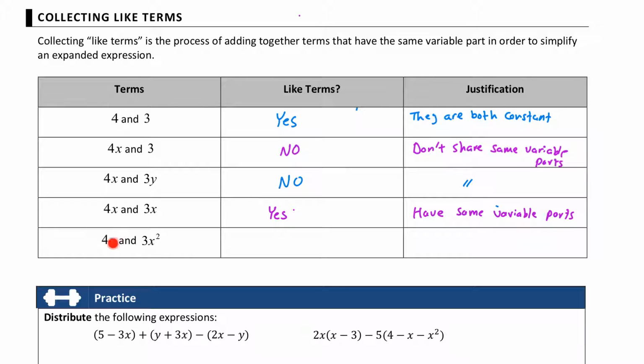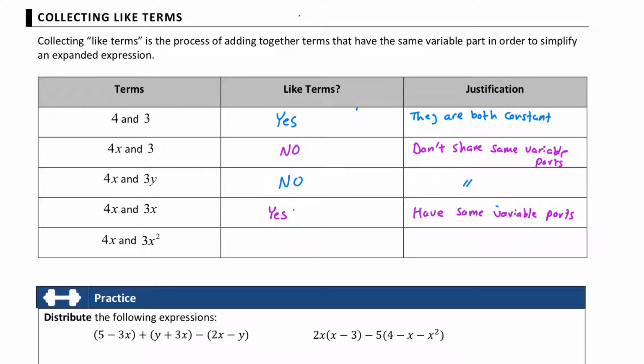The x here, if it's just x and it doesn't have the power of 2, it's a one-story house. This is a two-stories house, and you just can't add them up. Now, if they were both x squared, then you would have 4 two-stories houses plus 3 two-stories houses, and then you can say you have a total of 7 two-stories houses. But when they don't have the same power, you just can't add them up.